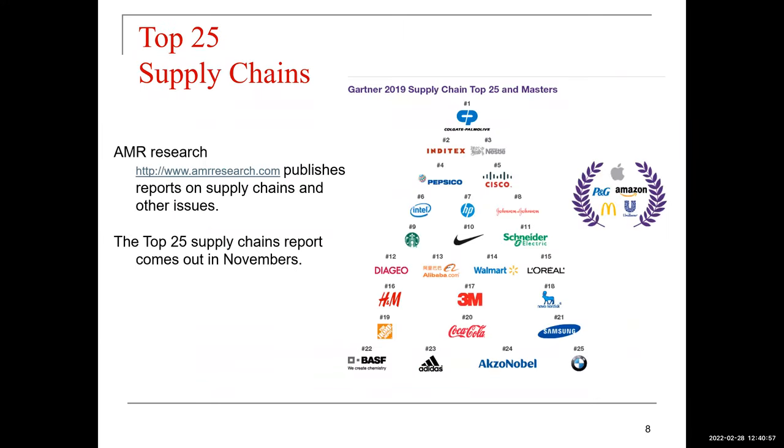Here's a list of the top 25 supply chains, based on companies. See at the top, we have Colgate and Palmolive. This was for 2019. And then on the right, the top ones. So out of the 25, these are the highest ranked. So Apple, Procter & Gamble, Amazon, McDonald's, and Unilever.